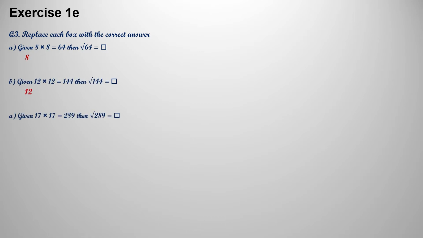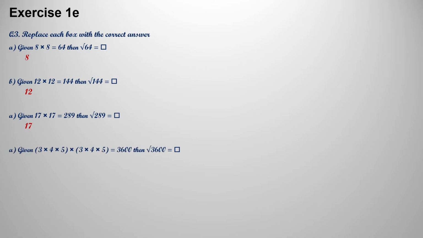Question number 3. Replace each box with the correct answer. Given 8 into 8 is equal to 64, then what is the square root of 64? It's a pretty simple question. You need to just reverse the equation. So 64, you need to find out the square root of 64, that is 8. Similarly for 12, the answer is 12. For 17, the answer is 17 again.